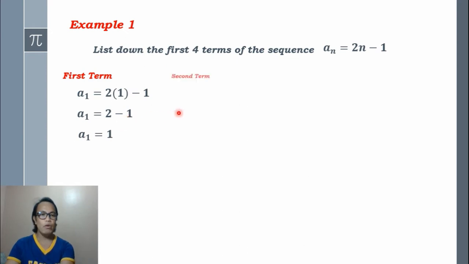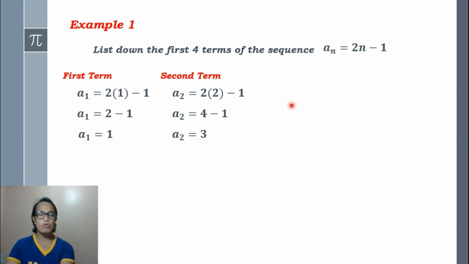Then we will solve for the second term. This time, instead of a sub 1, since this is now the second term, we will be using a sub 2 is equal to our constant, which is 2, times our n, which is 2, minus 1. Then we simplify: 2 times 2 is 4, minus 1, which is equal to 3. So our second term for this given sequence is 3.